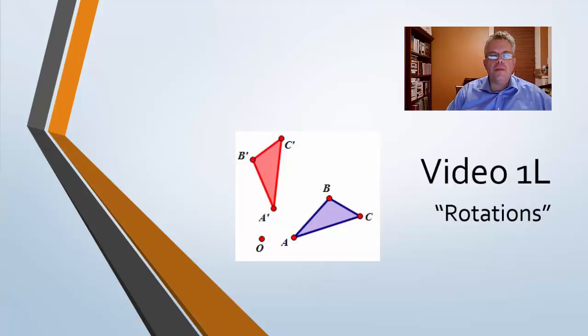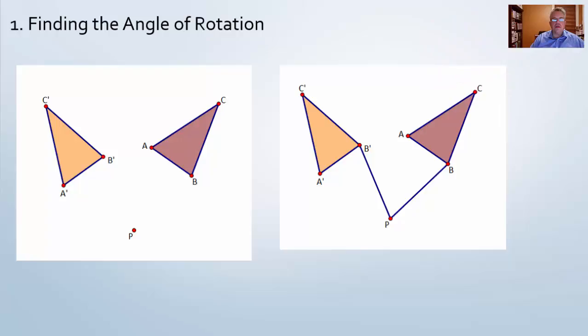First thing we want to talk about is how to find the angle of rotation. Okay, so here we have a triangle ABC that's been rotated to form A prime, B prime, C prime. The question is, what angle has it been rotated through? Well, you can find this by finding two matching points. I'm going to use B and B prime.